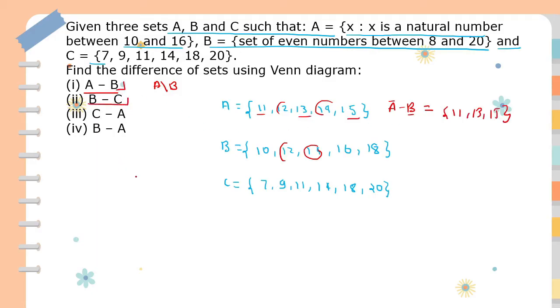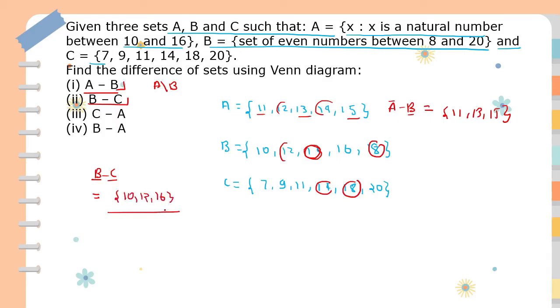So B minus C, we have to find B minus C. All those elements which are in B but not in C, so we will exclude all those elements which are present in C as well as in B. Basically 14 is present, so we will remove 14, and 18 is present, so we will remove 18 as well. So the left elements are 10, 12 and 16.